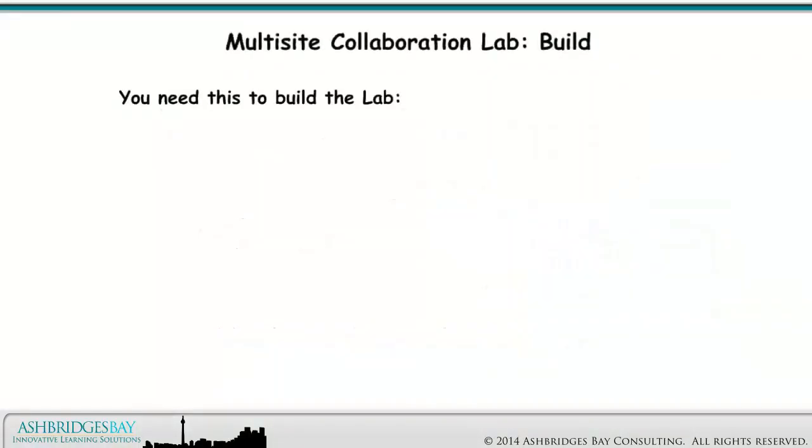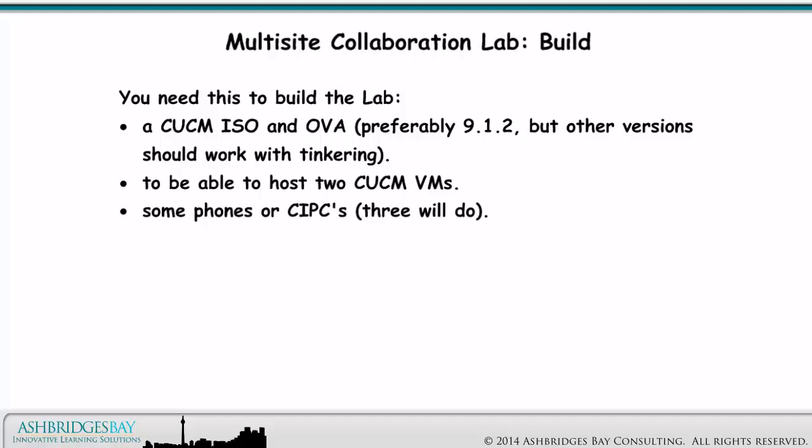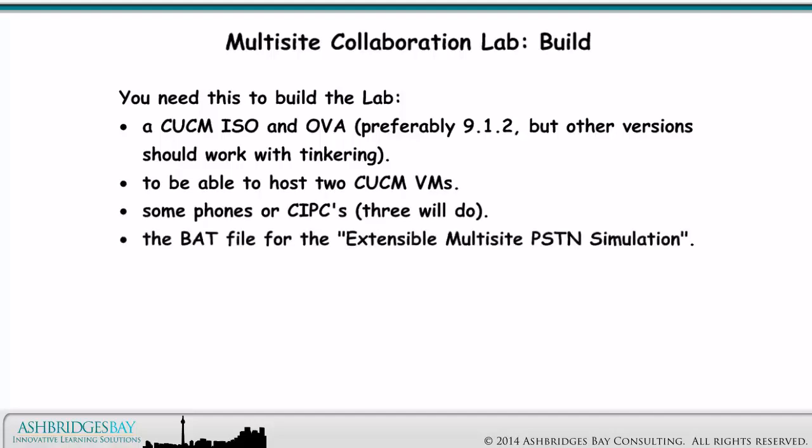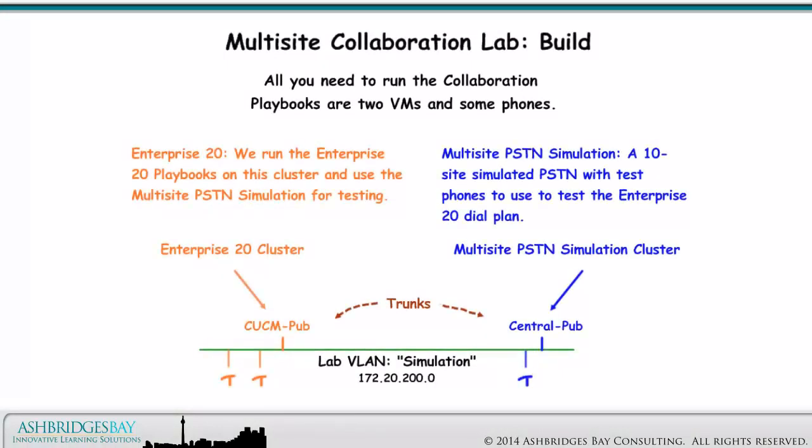You need this to build the lab: a CUCM ISO and OVA, preferably 9.1.2, but other versions should work with tinkering. To be able to host 2 CUCM VMs, some phones or CIPCs, 3 will do, the BAT file for the Extensible Multisite PSTN simulation. This file provides the Multisite PSTN simulation configuration and is available for download by subscribers. You don't need voice gateway routers for the lab. You don't need expensive voice cards. All you need to run the collaboration playbooks are 2 VMs and some phones.